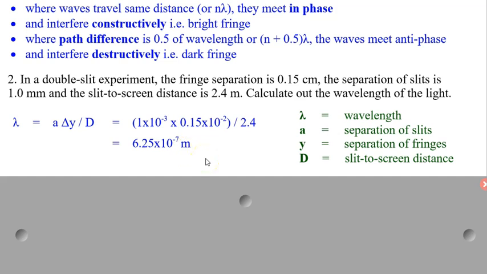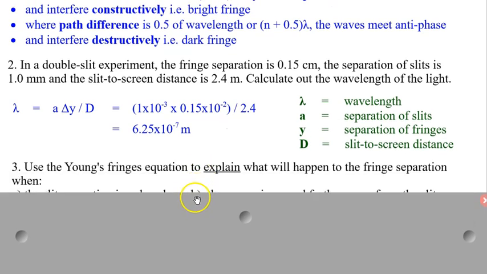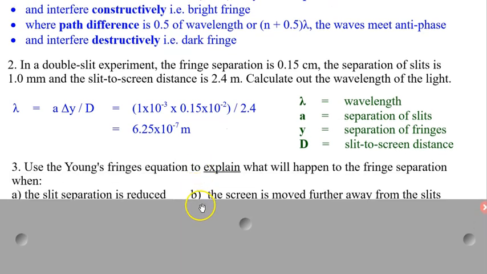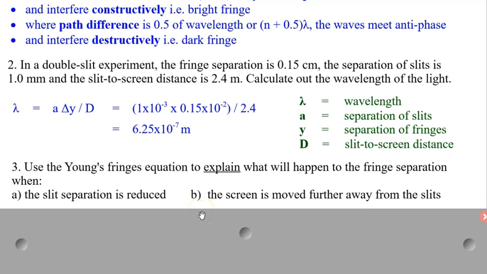You would expect normally to get a value somewhere between 400 nanometers and 700 nanometers. Not necessarily, because this does work with UV and infrared and indeed any of the wavelengths in the electromagnetic spectrum. But generally speaking, we would expect to see visible light being used in this.